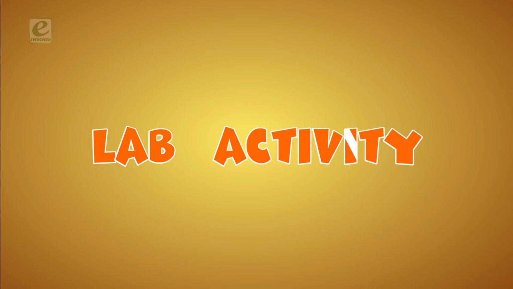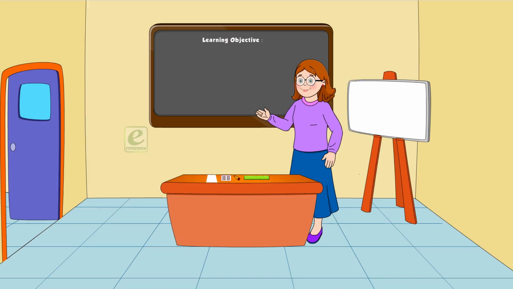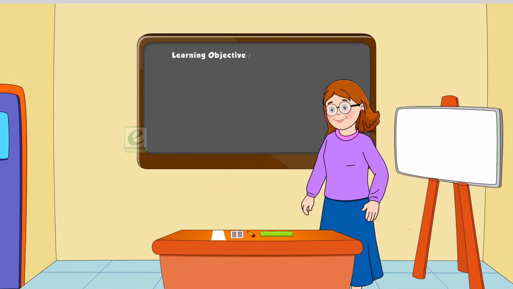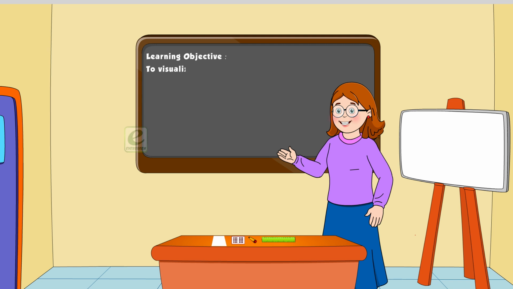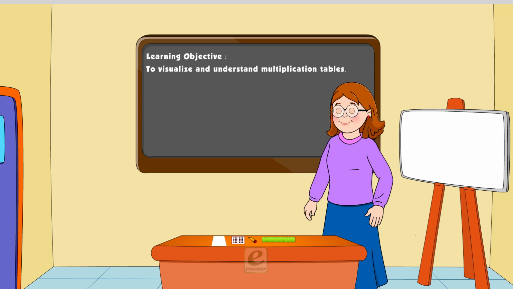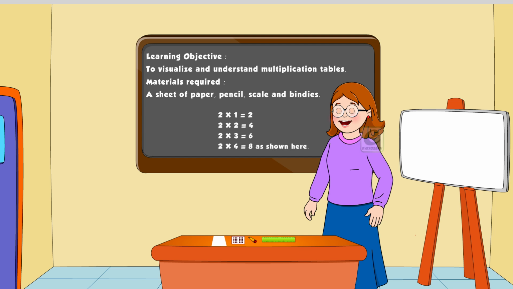Hooray! Let's do lab activity. Today we will learn multiplication tables of 2. Our learning objective is to visualize and understand multiplication tables. Materials required are a sheet of paper, pencil, scale, and bindis.